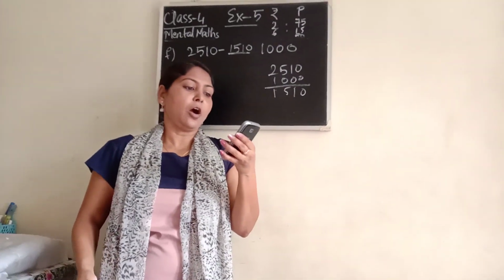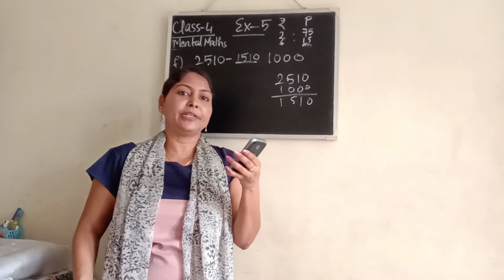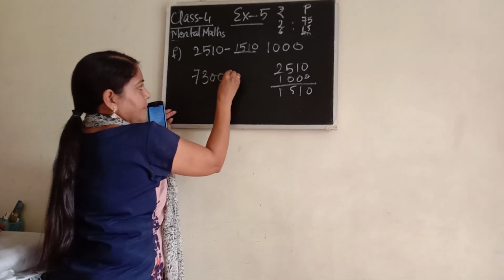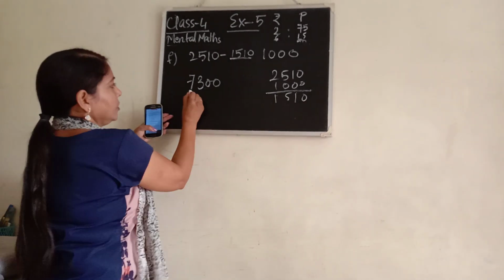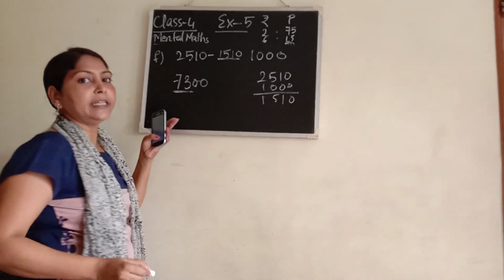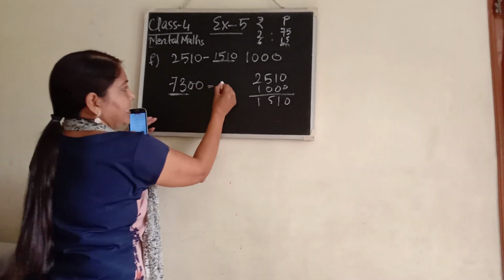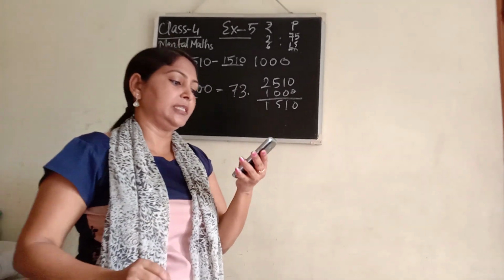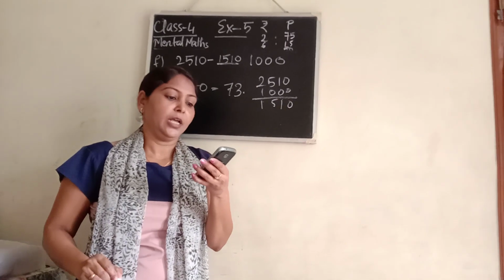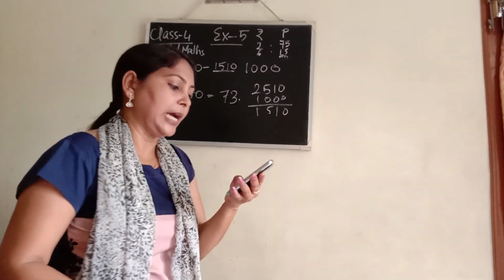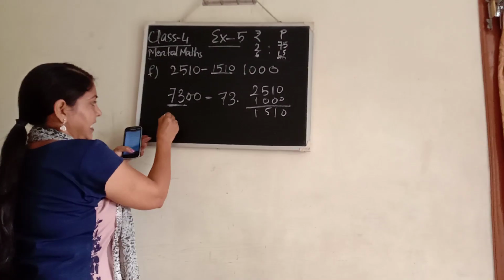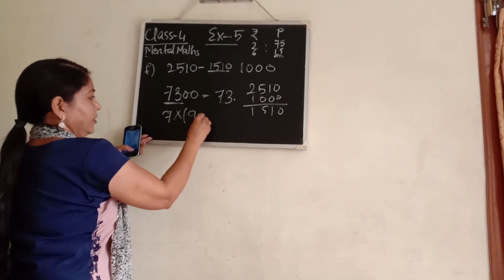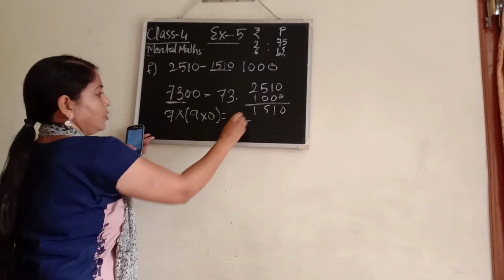Next question, how many hundreds are there in 7300? Now this is 7300. How many hundreds are there? So you will write just 73. Okay. There are 73 hundreds in 7300. Then number H: 7 into 9 into 0 is equal to dash.